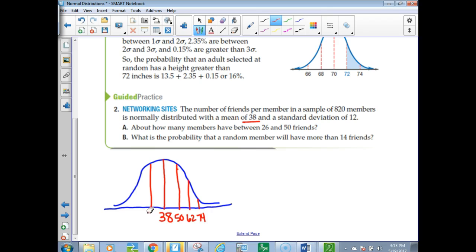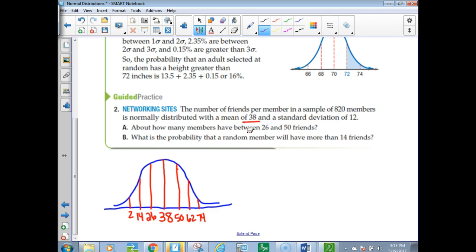Now I'll go left. Subtract 12 from 38 and we get 26. Subtract 12 from 26, we get 14. And then 3 standard deviations away would be 2. Now I know my picture's not perfect.